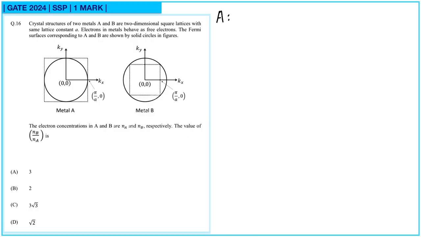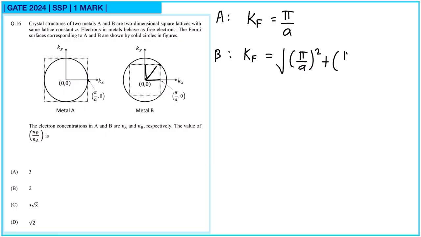Now for metal A, the value of k_F is equal to this point, that is pi by a. Similarly for B, it will be the radius of this circle. So this part is pi by a and this is pi by a. So we can calculate this. So k_F for B will be under root (pi by a) square plus (pi by a) square, and that is equal to root 2 into pi by a.